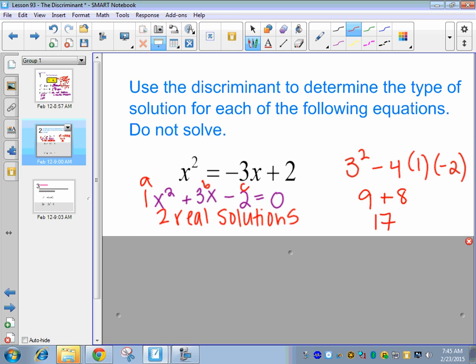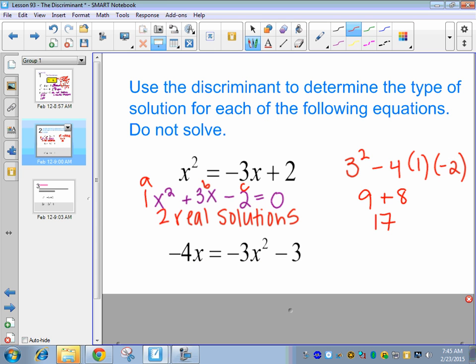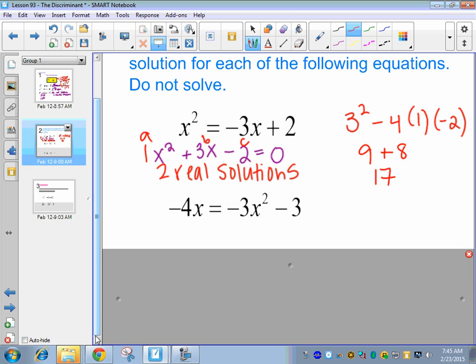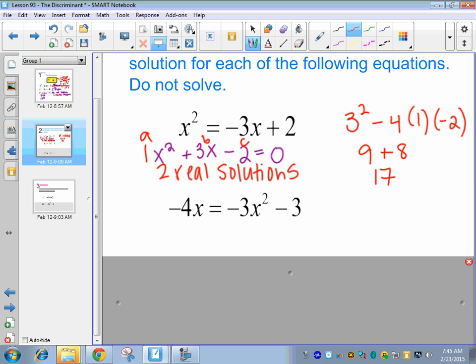So I will check your discriminant just to see what you got. And then you have to say two real solutions if it's any positive number. All right, let's try this one. Okay, same thing. First thing we have to do is set it equal to 0. So I'm going to add the 3x to the other side, or the 3x squared. And then I have a minus 4x. Then I'm going to add the 3 to the other side, so plus 3 equals 0.